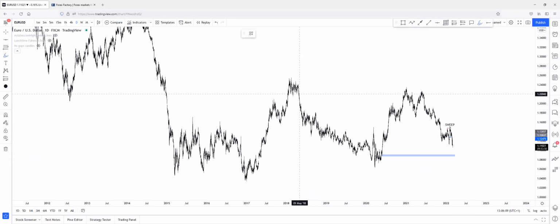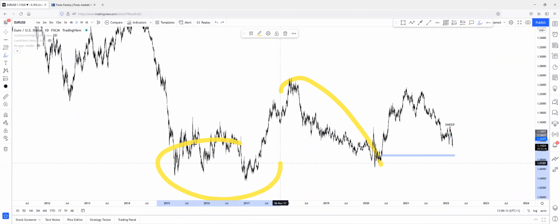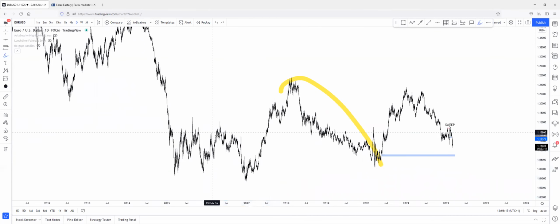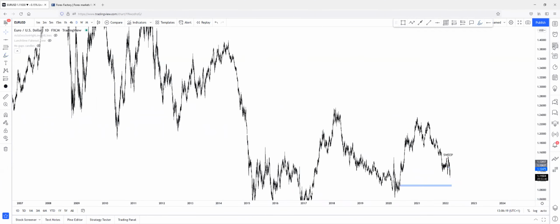Price created this movement to the downside and couldn't break below the last low point, as you can see. This was the last structural swing low point. This structural swing low point created a pullback after the break of structure to the downside. Let me just zoom out a little bit and you will see it better.